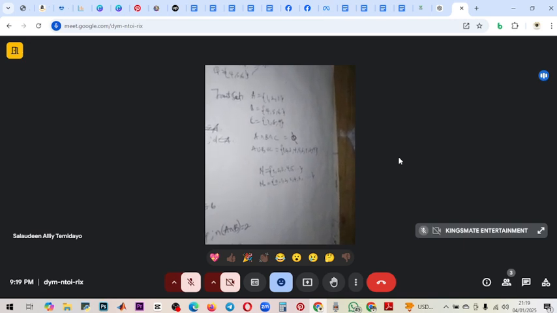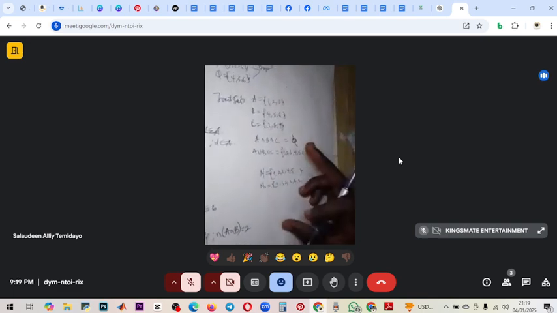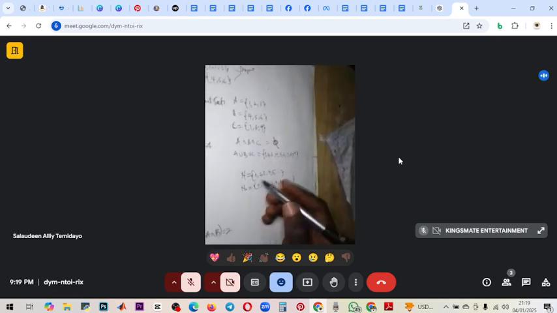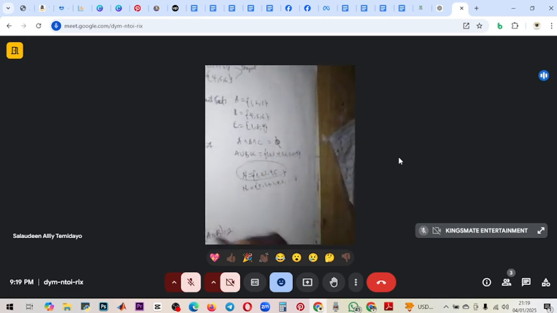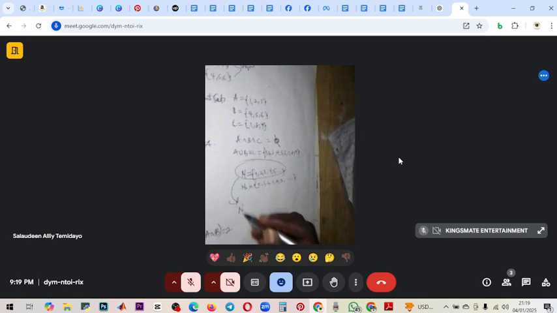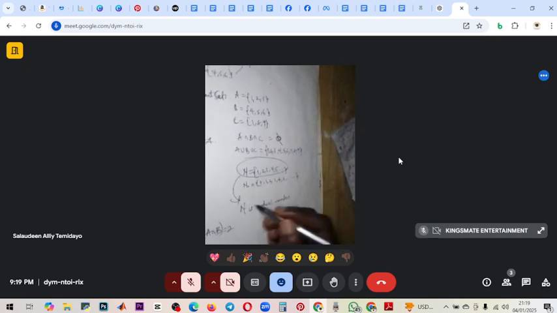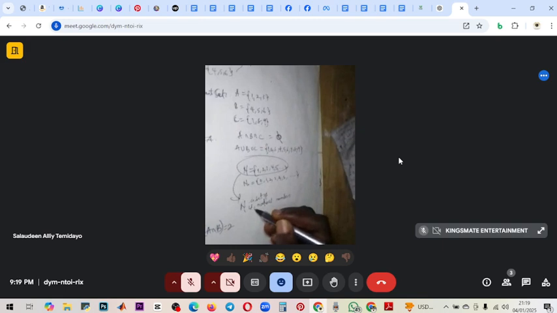But there are 3 ways we can represent a set. One is the normal method you are seeing here, that is the grouped or tabular method. Another one is the description method. Description method means writing this set in this form: N is a set of natural numbers.